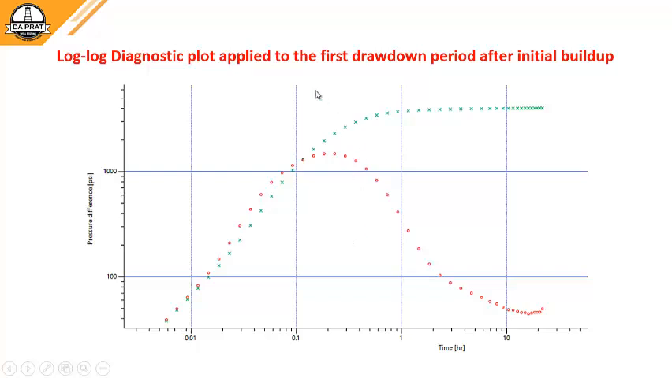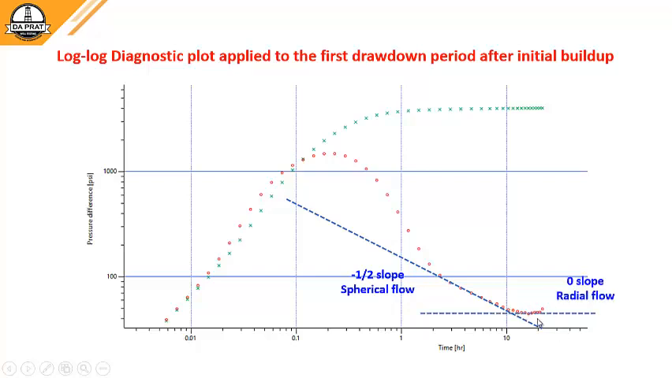Okay, let's have a look at the first drawdown period after the initial buildup. We can see quite similar behavior to the buildup. At least over here there is a minus 1/2 slope, indicative of spherical flow. And then, as expected from a limited entry well, this part here, zero slope, should be indicative of radial flow.